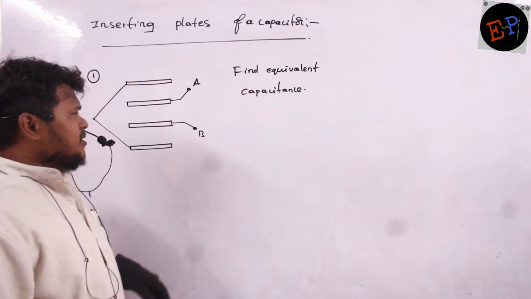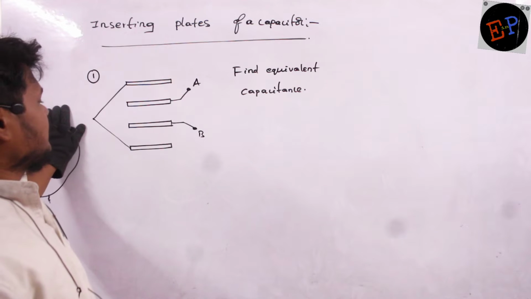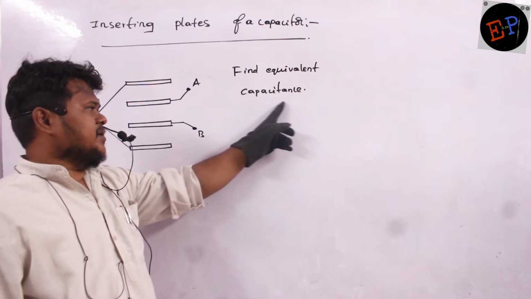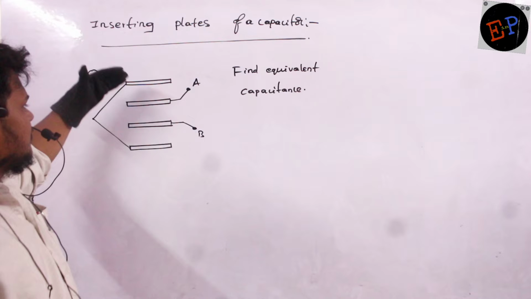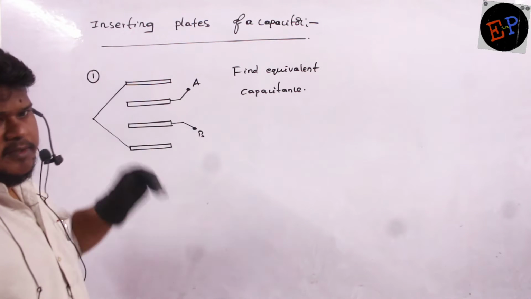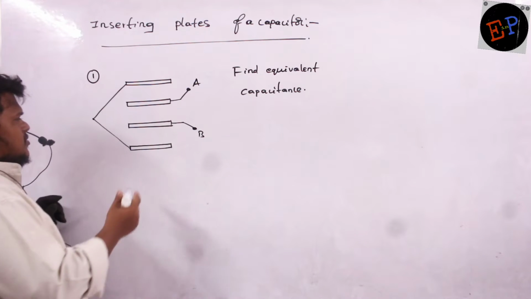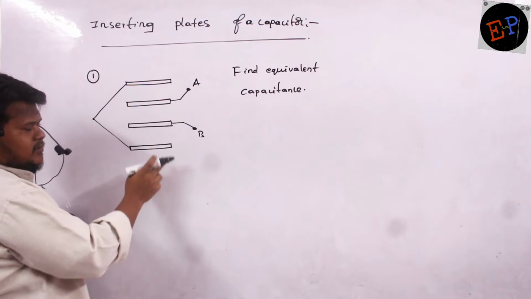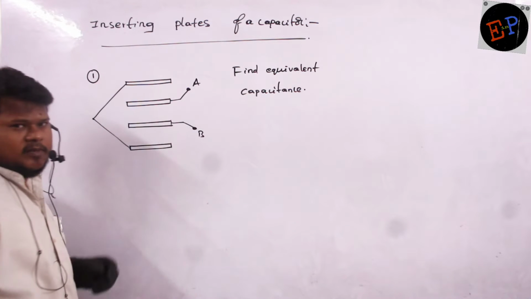So this is the next concept of capacitance. Finding the equivalent capacitance of the circuit when plates are inserted between each other. Clear, no? So here, how many plates are present totally? 1, 2, 3, 4. Four plates are present.